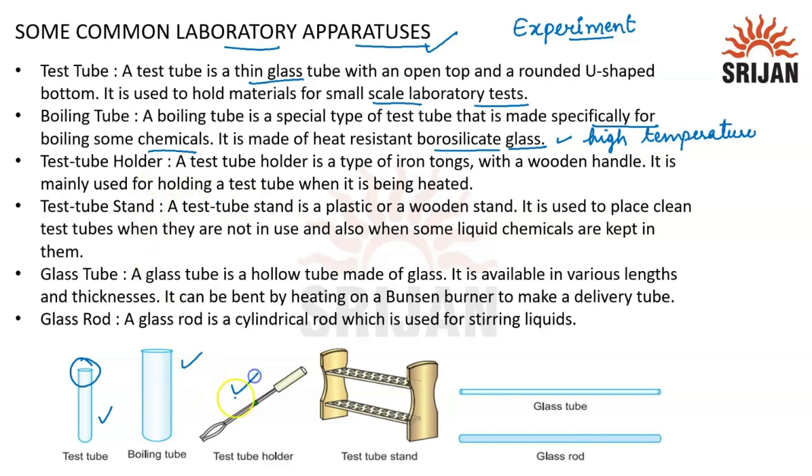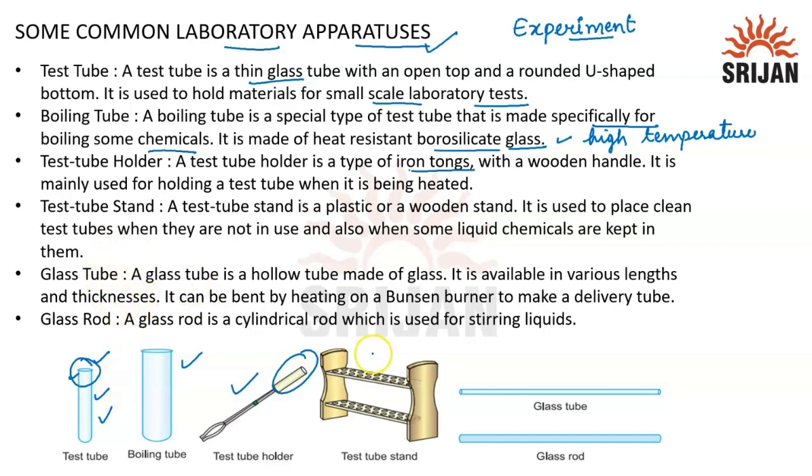Then we can see the test tube holder. When we are carrying out experiments in the test tube, sometimes it would be difficult for us to hold this test tube by hand. A test tube holder is a type of iron tongs, and it has a wooden handle. It is used to hold a test tube when it is heated, because it becomes hot and it would become difficult to hold it by the hand.